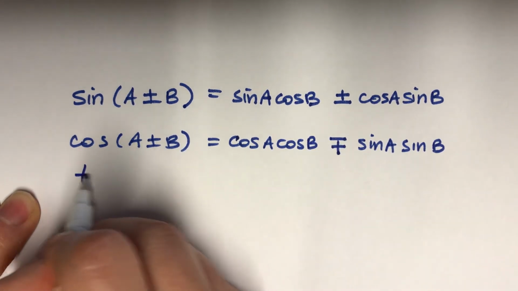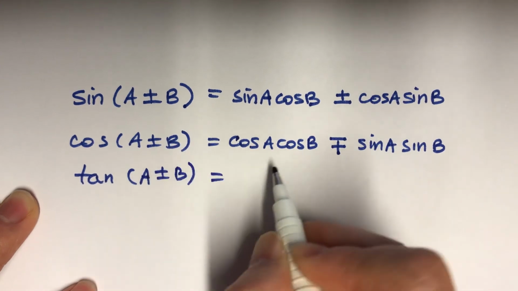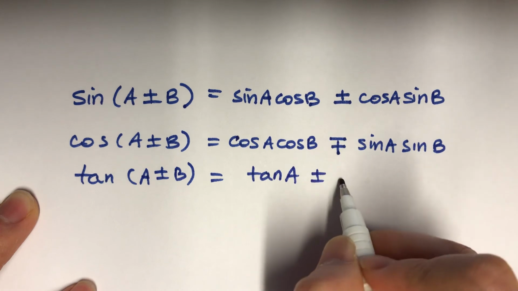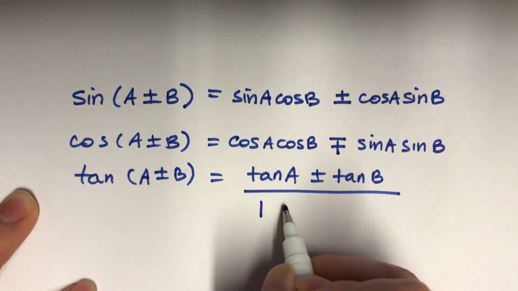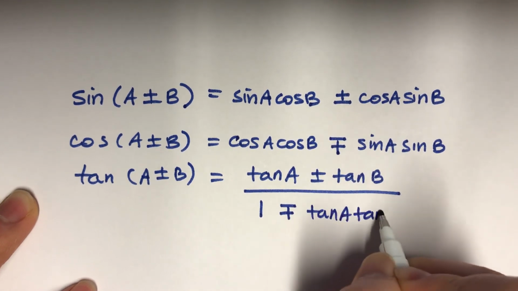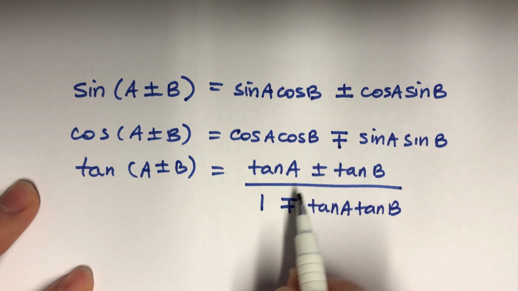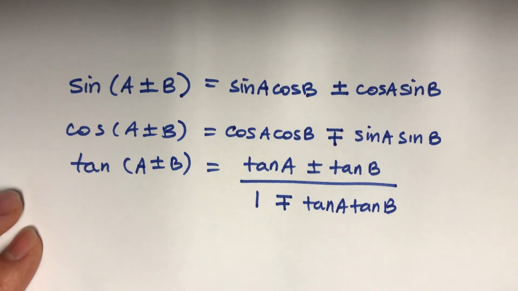Just remember that. Tan A plus minus B equals, on the top was tan A plus minus tan B, wasn't a problem, that's the same, but on the bottom it was opposite: 1 minus plus tan A tan B. So just remember that it's opposite. When it was a plus, it was minus. When it was a minus, it was plus. Okay, remember that. Well done.